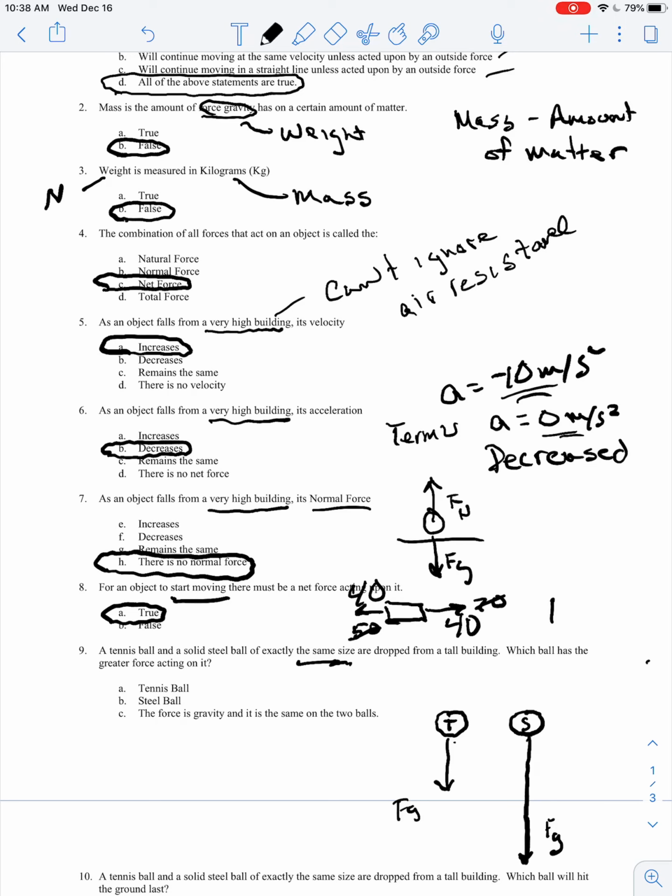It says, which ball has the greater force acting on it? Well, look at the picture. Which one weighs more? Remember, weight is a force. So the steel ball is going to have the greatest force on it.